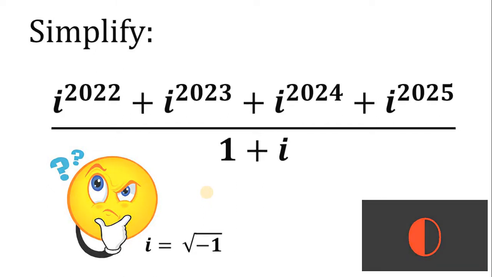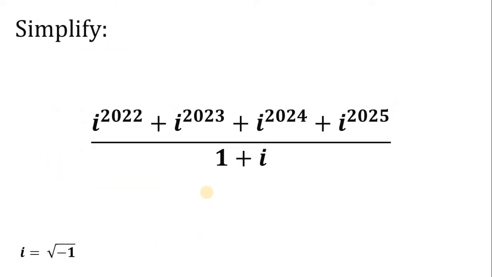Now, let's answer this question together. So, our basic goal in this video is to simplify this expression involving i, wherein i equals the square root of -1. Now, there are many ways to answer this kind of question, but here's one possible way.